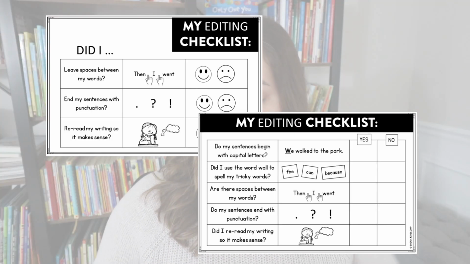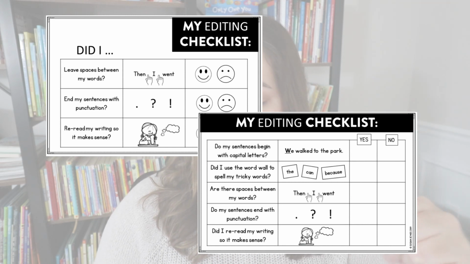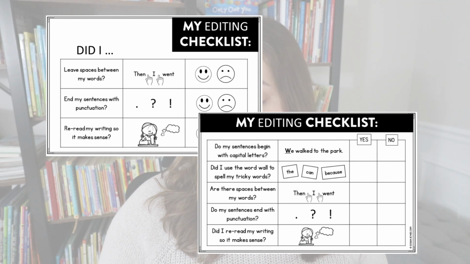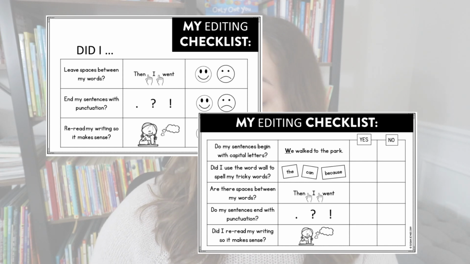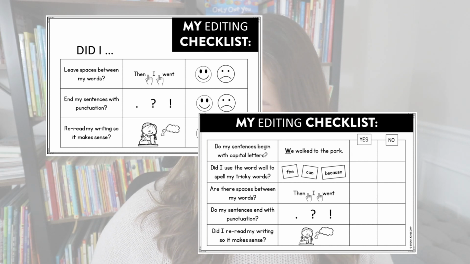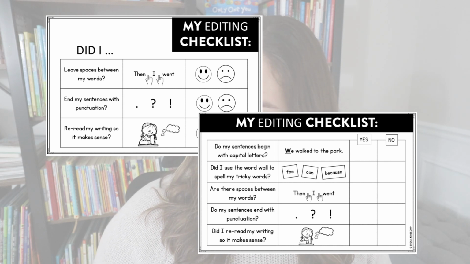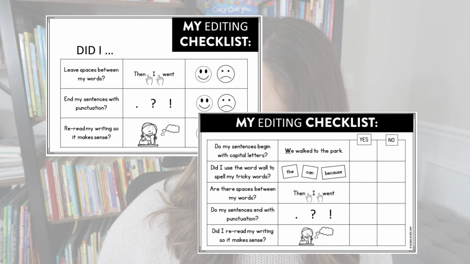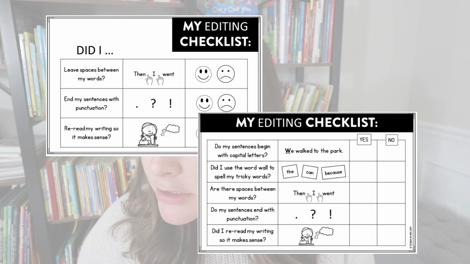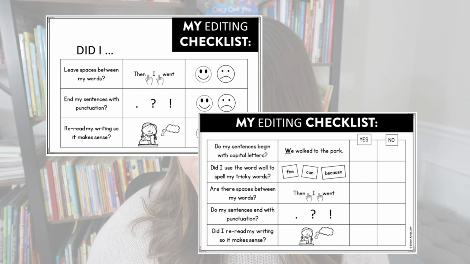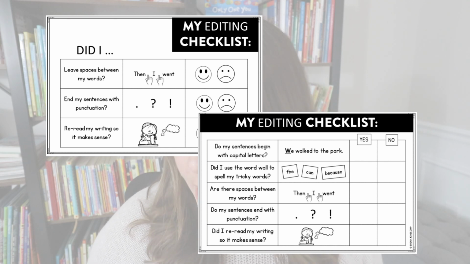Now, I have shared this before, but I use an editing and publishing checklist. My editing checklist looks like this, and I actually have 2 different ones. Here's the top one and here's the bottom one. Because I make this unit for first and second grade students, you'll really have to see which one most applies to your students. But here you can see students will look at things like, do they have spaces between their words? Do the sentences end with punctuation? Do they start with capital letters? And I also really like adding, did I reread my writing so that it makes sense?